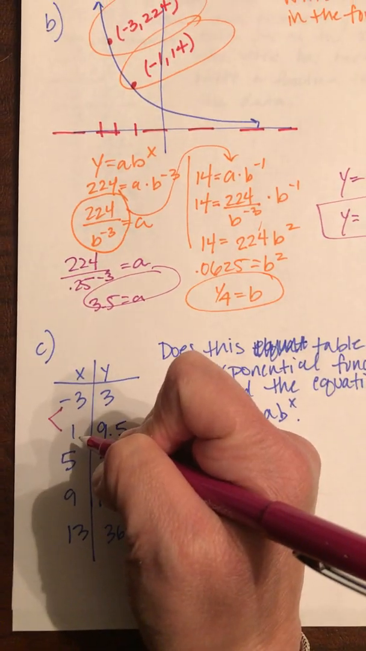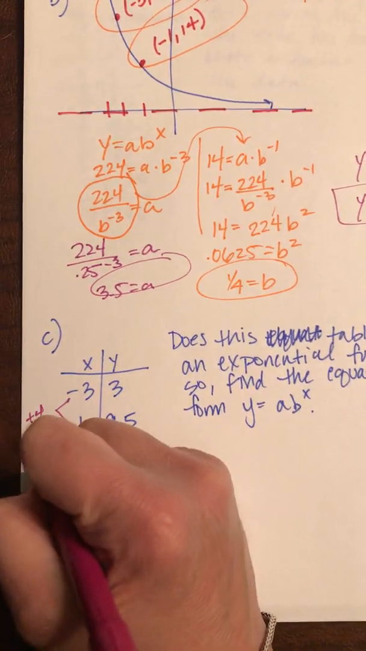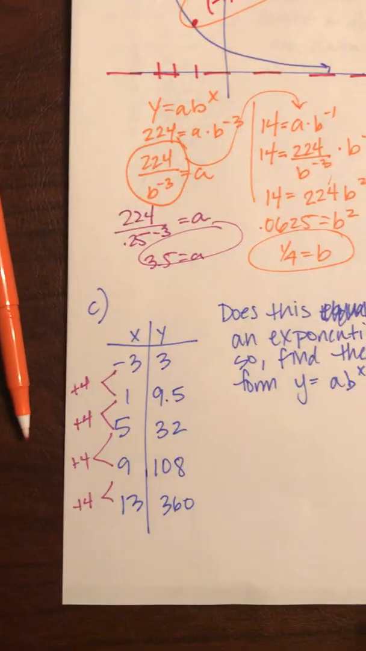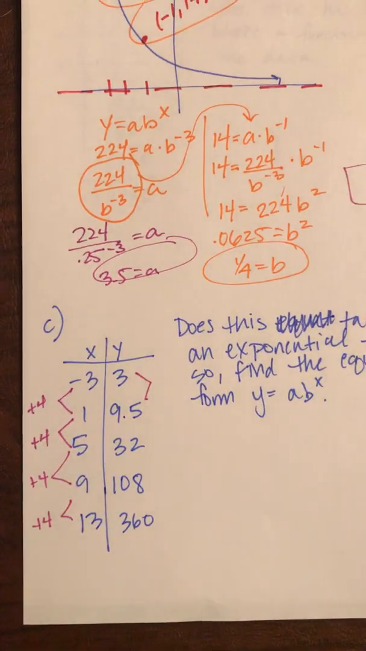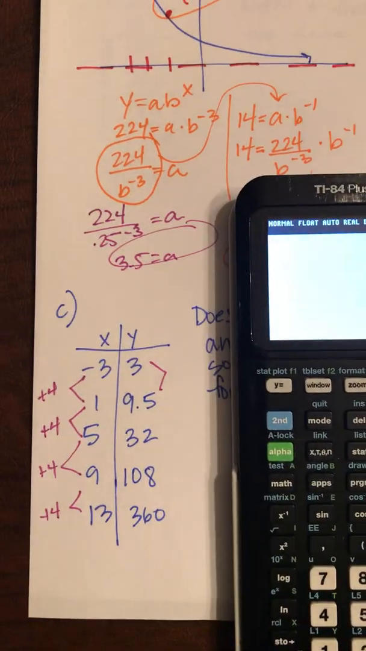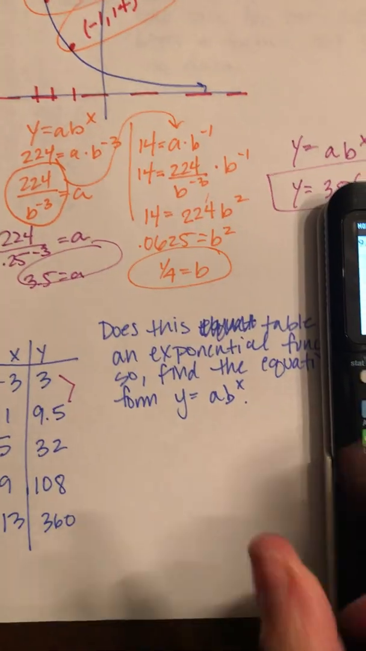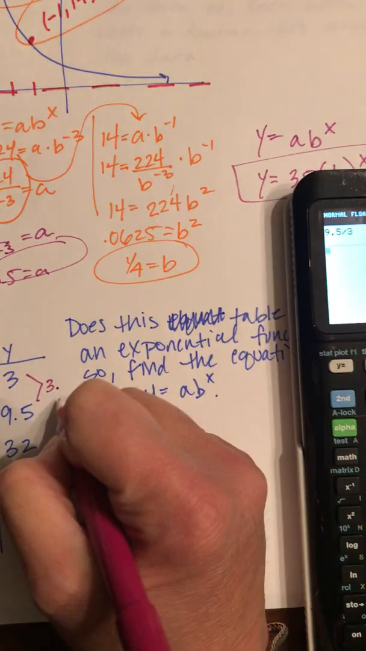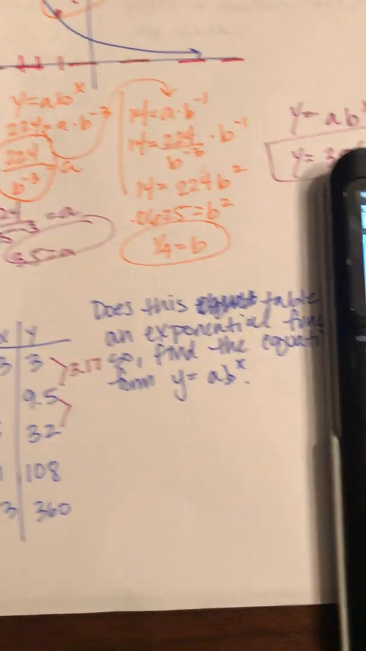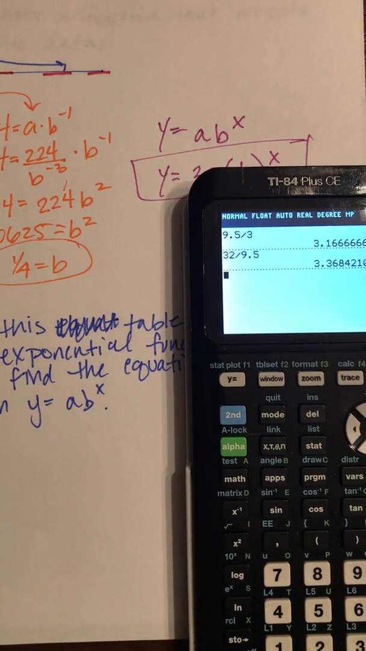So negative 3 to 1, I'm just going to look at our x values, is an increase of 4. And then 1 to 5, and this is basically what we did in example 1, right? We looked to see that our x values are all increasing by a constant amount. If it's exponential, how we figure out that common multiplier is we take the 9.5 and we divide by 3. So I'm going to get about 3.1, we're going to round to 2 decimal places. So about 3.1217. I'm going to do the same thing for 32 divided by 9.5, and I get 3.37.